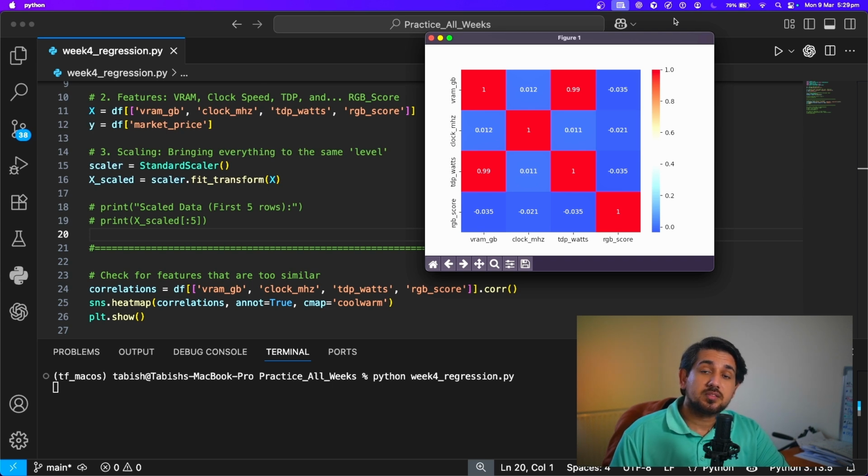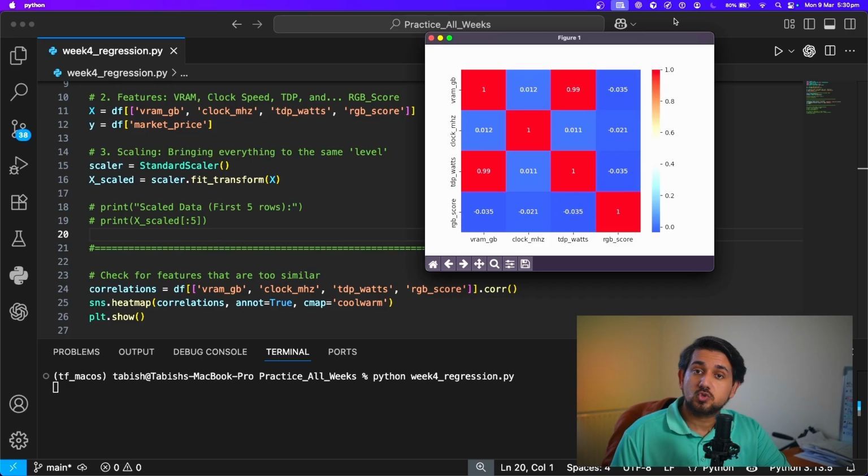But now, look at the safe zones, the low points. See that 0.02 between clock speed and RGB score? That's near zero correlation. They are total strangers. In the world of AI, this is actually gold. It means these two features are providing completely unique, independent information to the model. Our goal is to find features that correlate with the price, but not with each other.